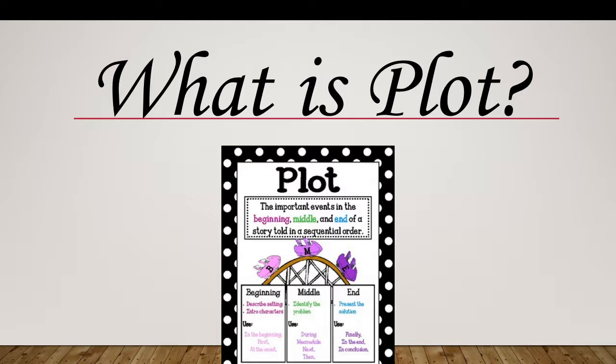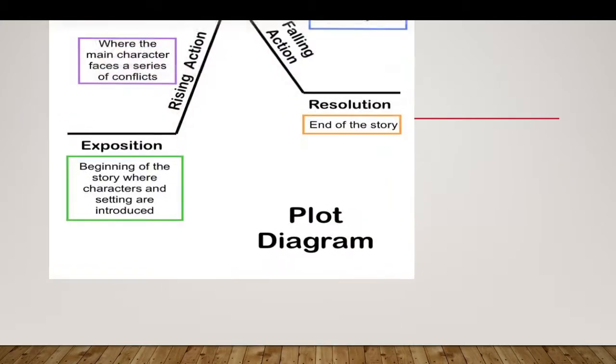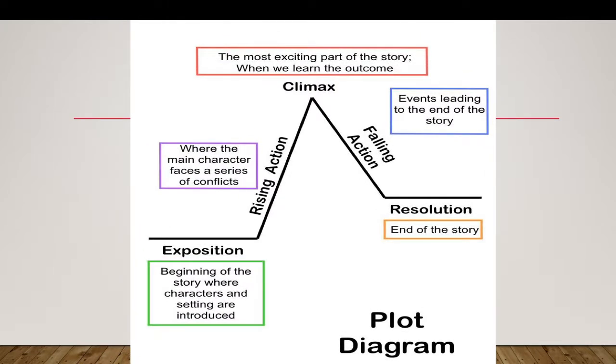Now, at the beginning, usually the author describes the characters and setting. In the middle of the story, the author usually introduces a problem that the characters have. And at the end of the story, usually the author explains how the problem was solved. Do you remember something like this? We had a plot diagram when we were reading the story, Pushing Up the Sky.